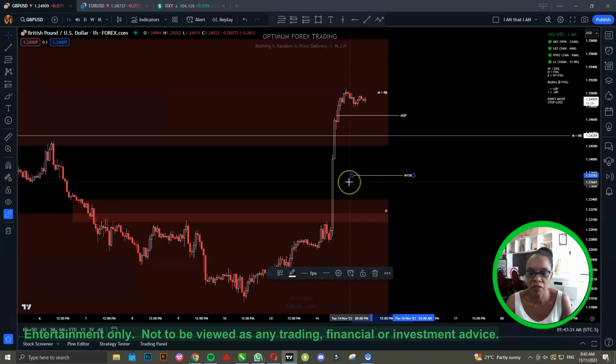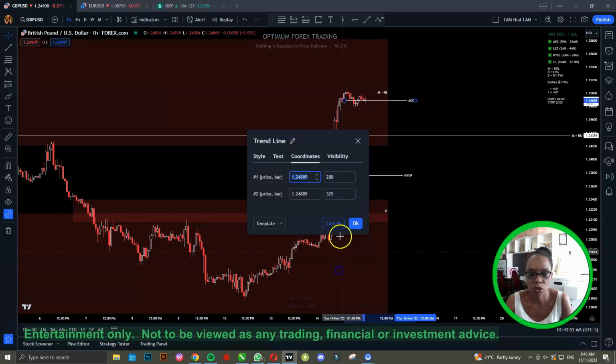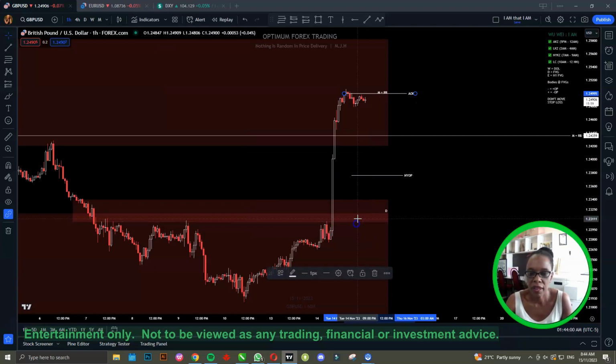Asia open will be at 5 p.m., which is 1.24995. You look up here, that's where the open prices are. Here it says 1.24994, but we just round it off to the nearest figure, which is 1.24995. And then where's the 5 p.m. candle? So let's just switch that over to 5 p.m.